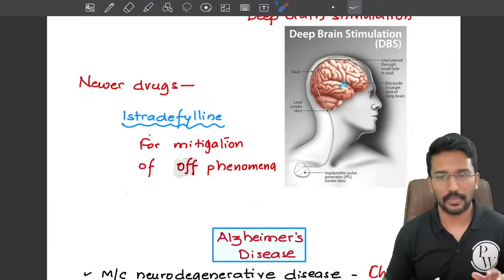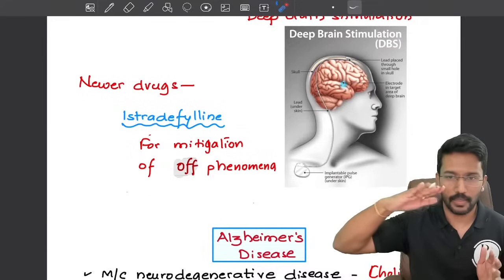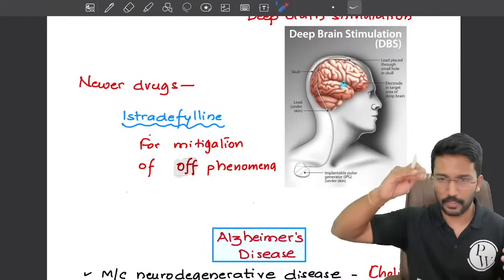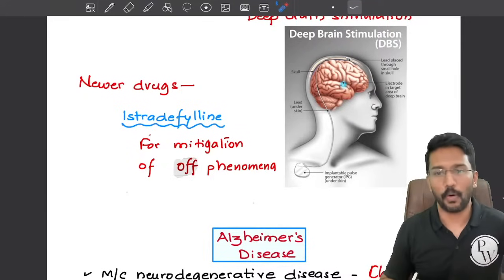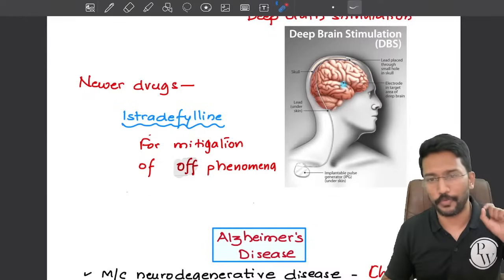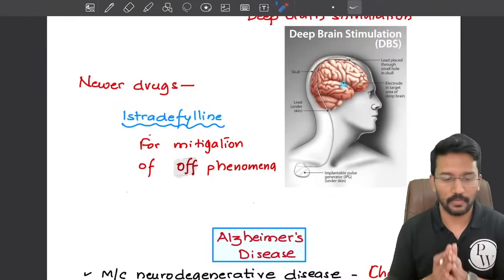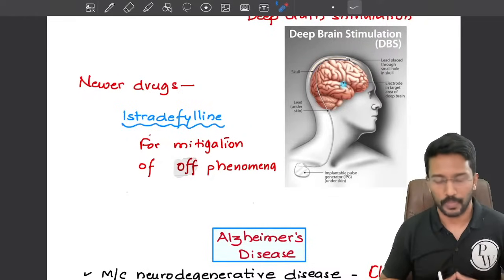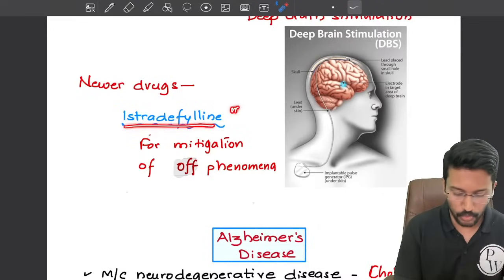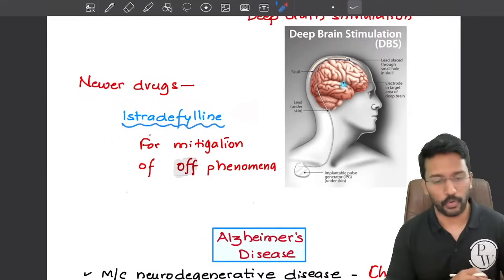But when we treat Parkinson disease, at times when the drug level is optimum in blood, patients are symptom free, but when drug levels drop, their symptoms bounce back. This is what we call as off phenomenon. To take care of that, we have a new drug called as istradefylline, which is recently approved, right? So you should be aware about this drug. This is going to be an important MCQ point.